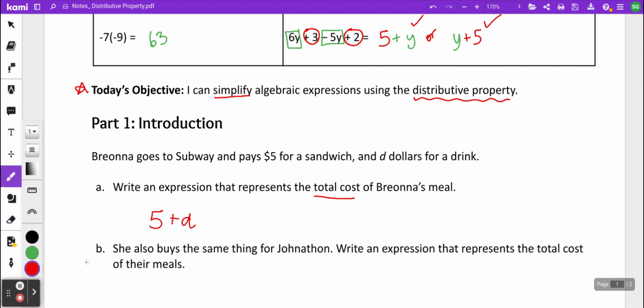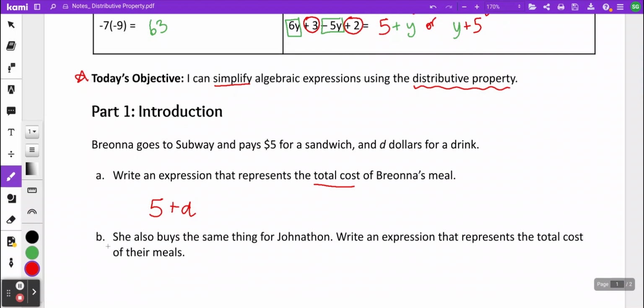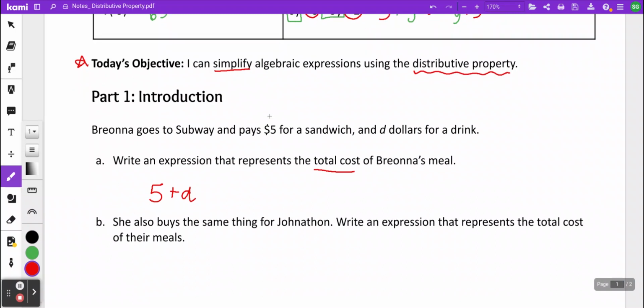So I've been teaching this lesson for a while, and it's always fun to do it in class because you see just how many expressions students come up with for the second part here. Sometimes we'll get something like, well, this is Brianna's meal, and this is Jonathan's meal, and I want to add them together to get the total cost of their meal. So something like this would be correct.